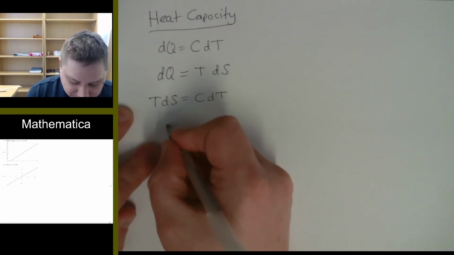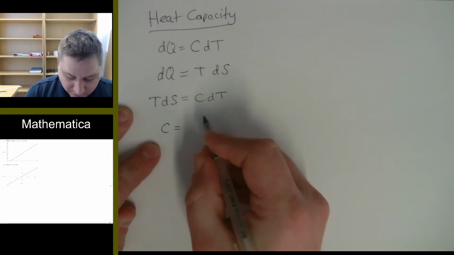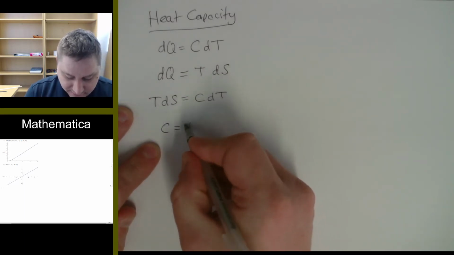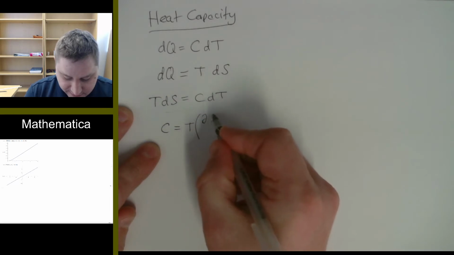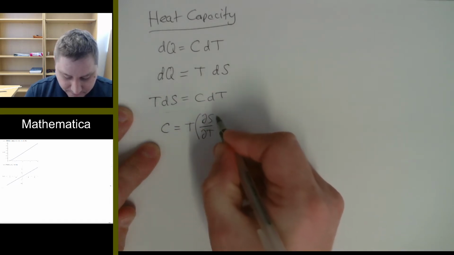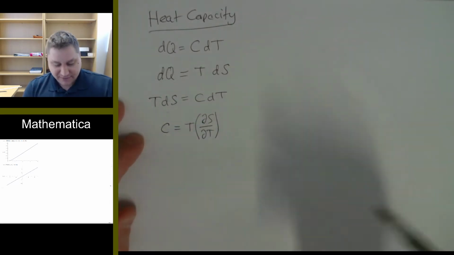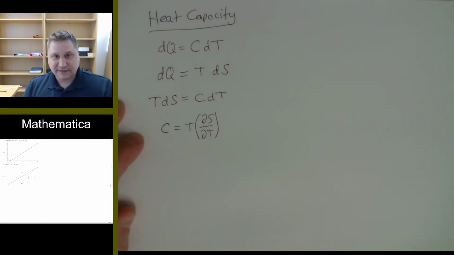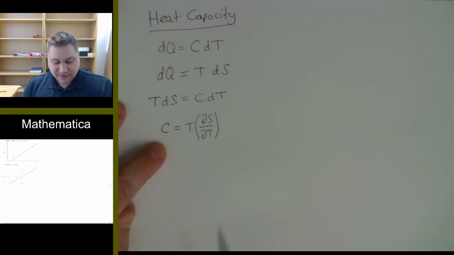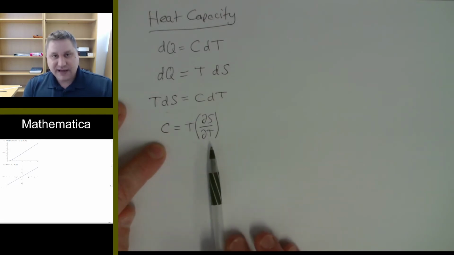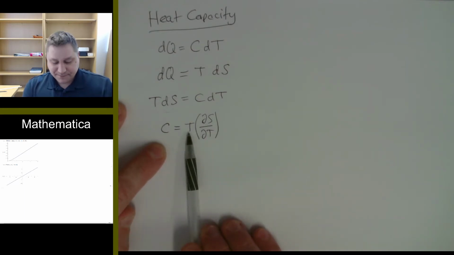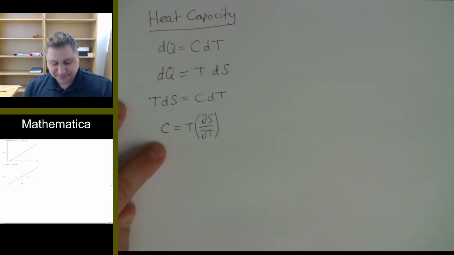So I'll just solve this for the heat capacity here, dividing both sides by dT, and then realizing when I have the ratio of two differentials that is a derivative. So in general, we will expect that the heat capacity of a system can be found directly from the entropy if the entropy is expressed in terms of temperature. We just take this derivative. We do have to multiply by T, and then that gives us the heat capacity.